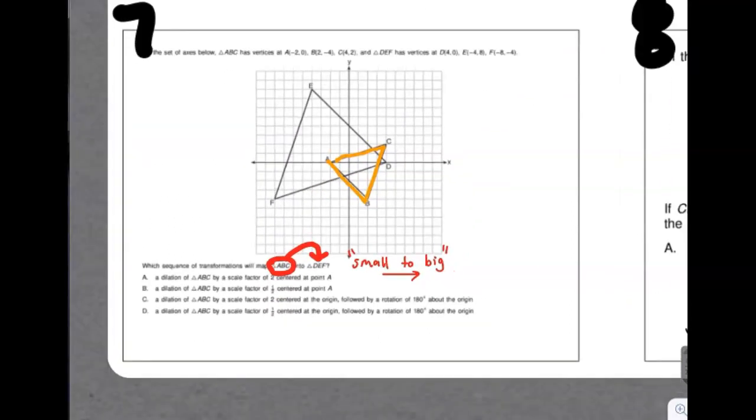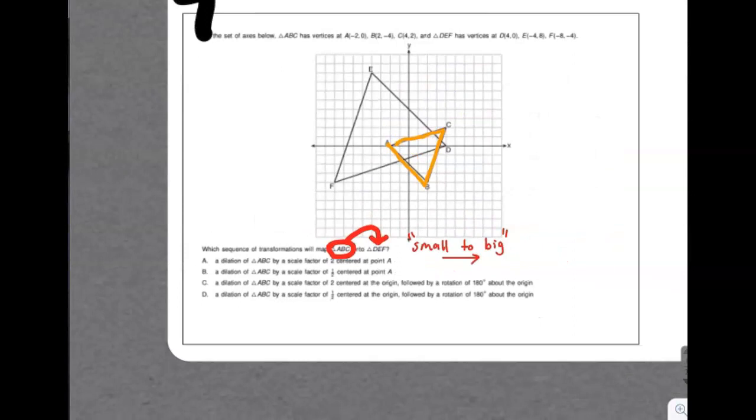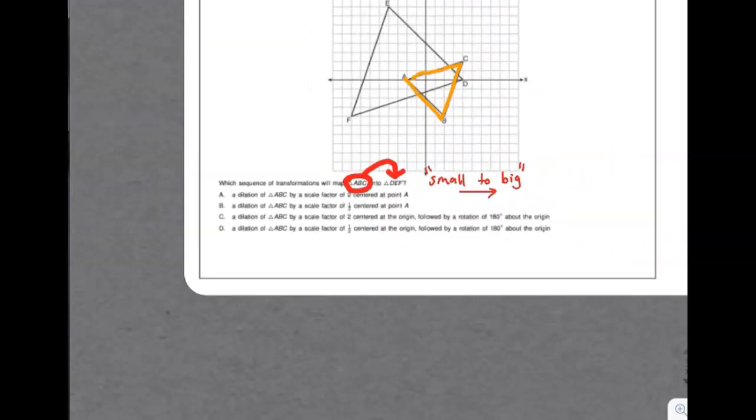Number 7, notice that it says ABC onto DEF, which means we're going from the small to the big. So we need to make it bigger. So it's got to be a scale factor of 2. It can't be 1/2 if we're going bigger. So it can't be B or D.